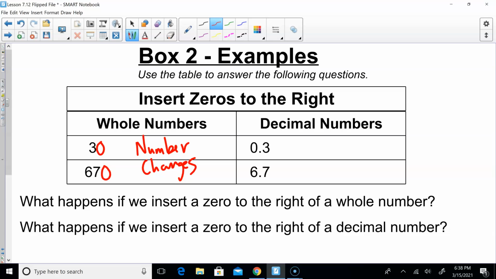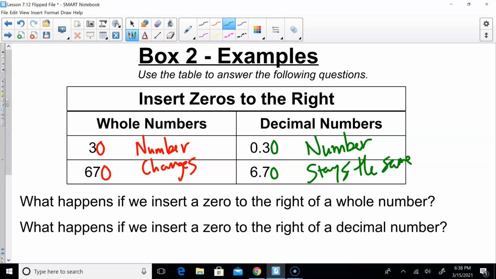What happens if we insert a 0 to the right of a decimal number? So now let's take a look. If I put a 0 after this and a 0 after this. Before it was 3 tenths, now it's 30 hundredths. Well, if I have 3 dimes, that would be 30 cents, and 30 pennies would be 30 cents. So really, it stays the same. So when we do this for a decimal, we add zeros to the right, and the number stays the same.